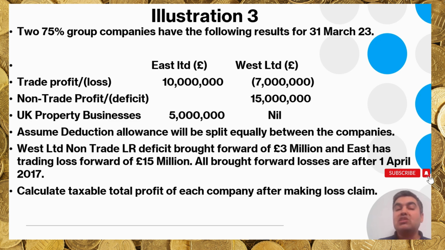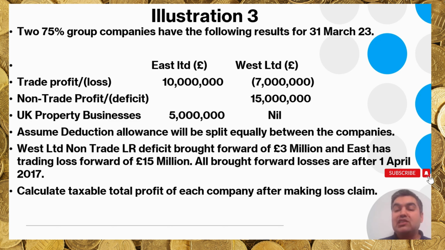West Limited has a non-trade loan relationship, LR stands for loan relationship. It means like interest. Deficit interest is like bank deposit interest. Deficit brought forward of 3 million, and East has a trading loss brought forward of 15 million. All brought forward losses are after 1st of April 2017. Calculate the taxable total profit for each company after making loss claim.